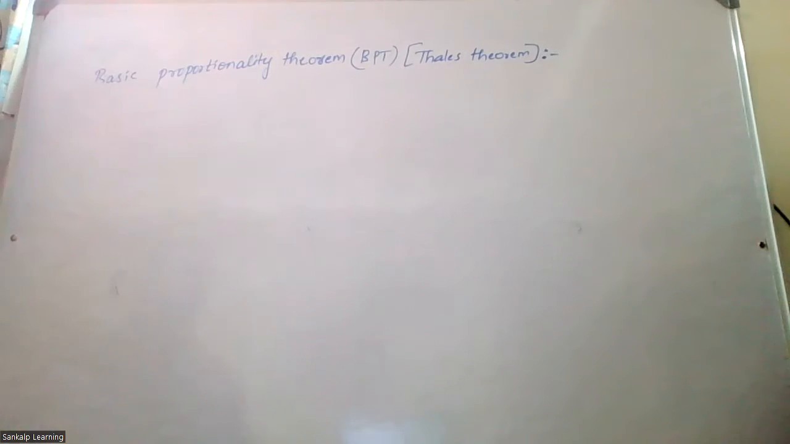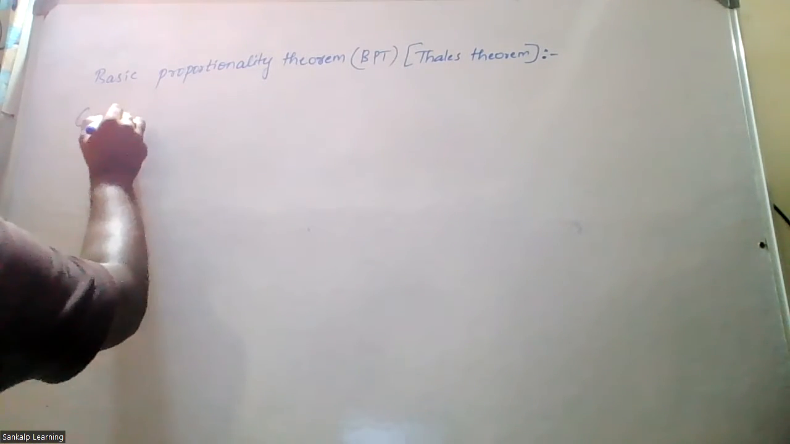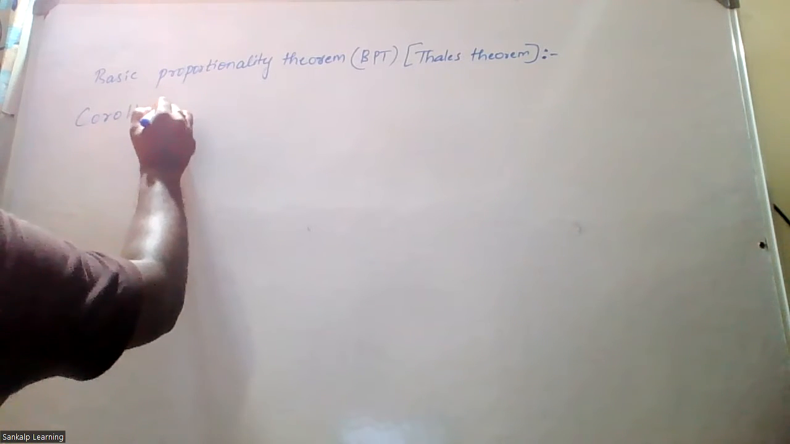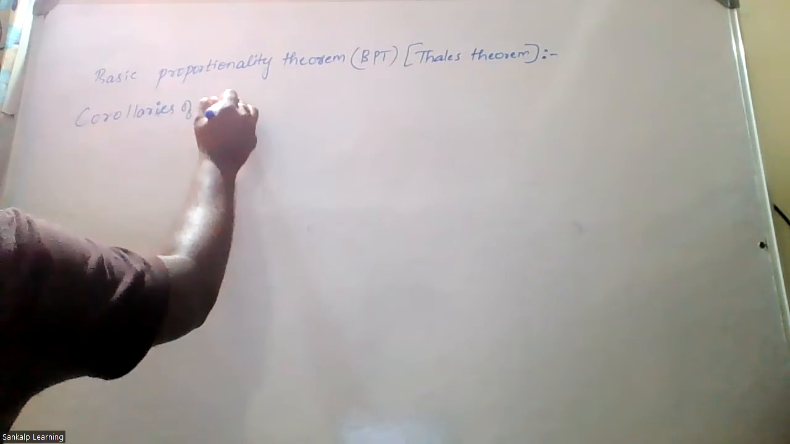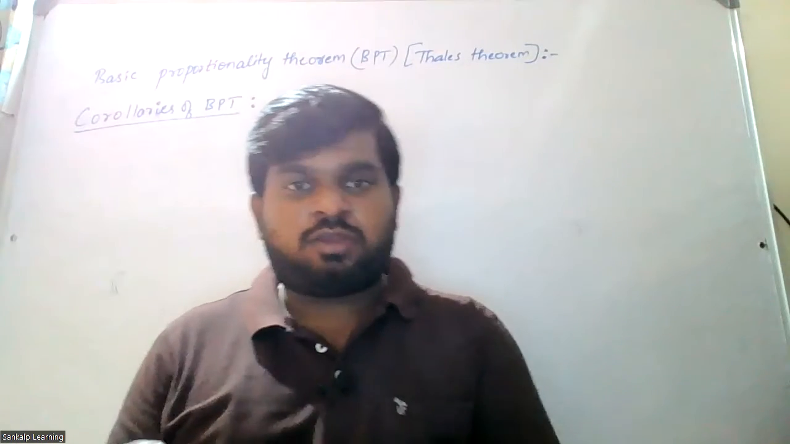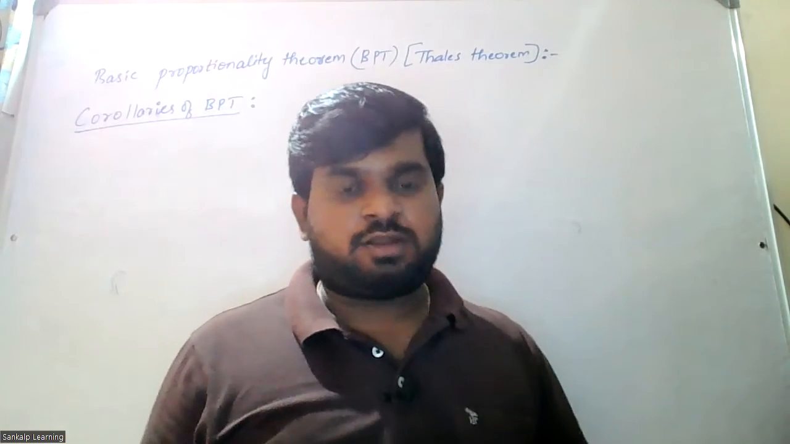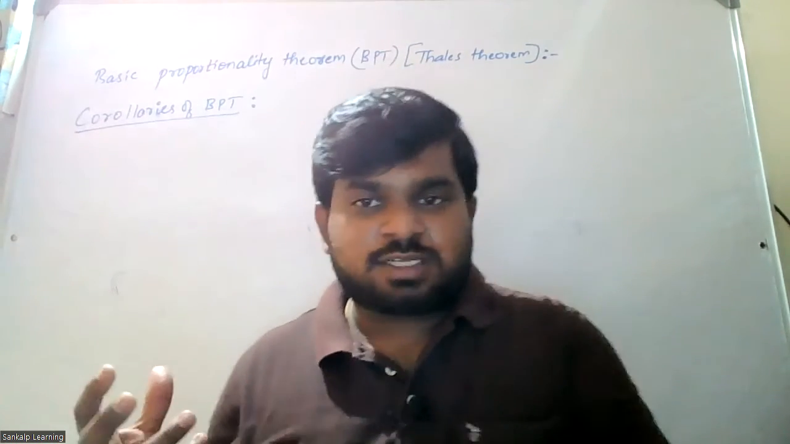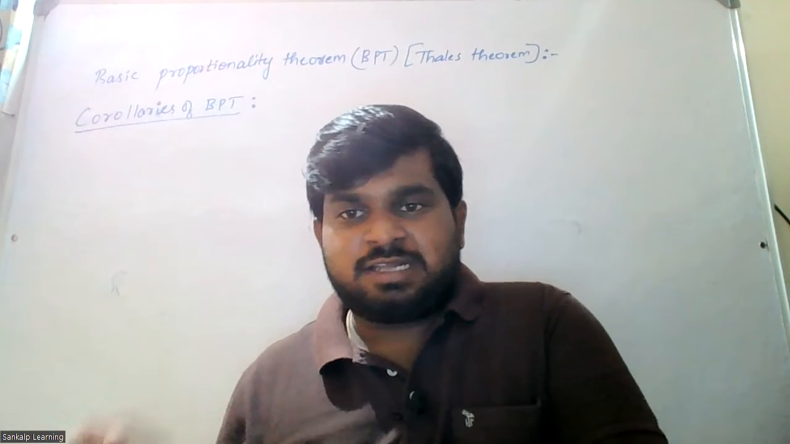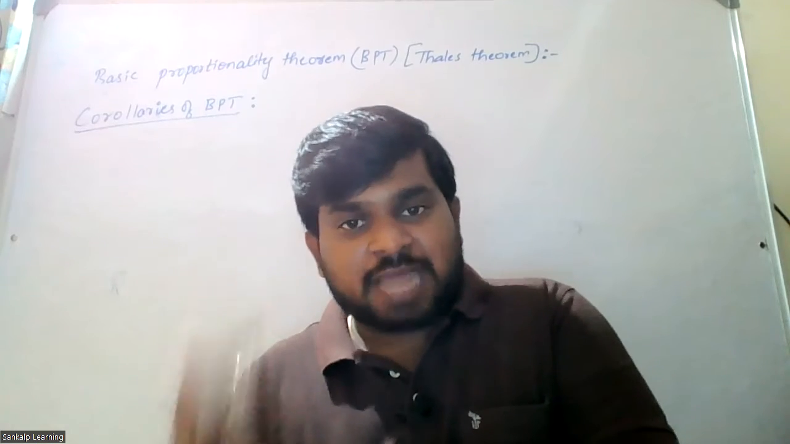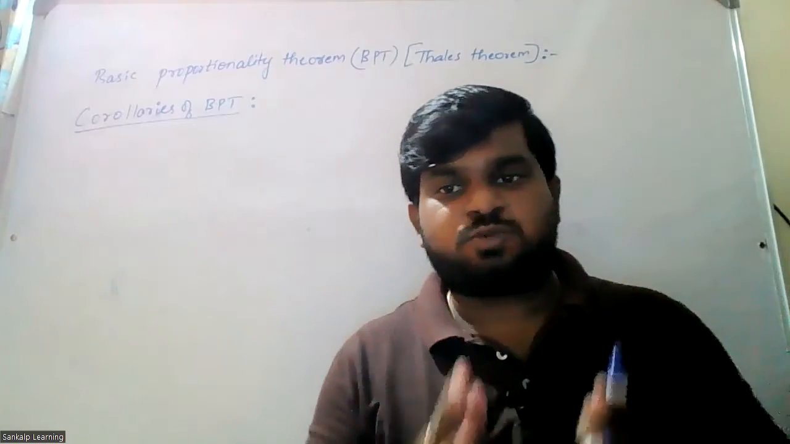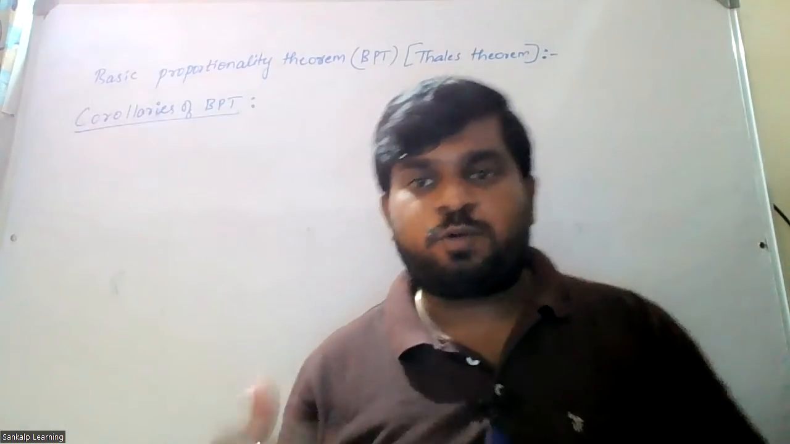Okay. Now, after the theorem, there is a small concept known as corollaries of BPT. Basically, corollary means that you are going to prove something using a result which is already proved. So in BPT, we have proved a result. That is, if a line is drawn parallel to one side of a triangle, then the other two sides are divided in same ratio. We have already proved it. Using that result, we can prove some more results. This is known as corollary. Corollary means we are going to prove something using already proven result.